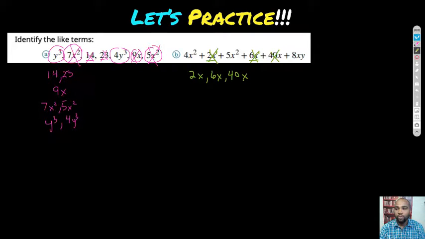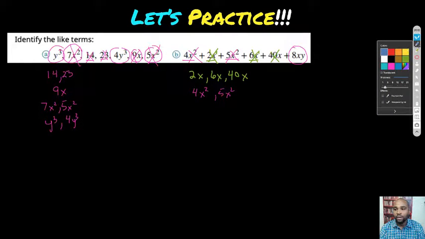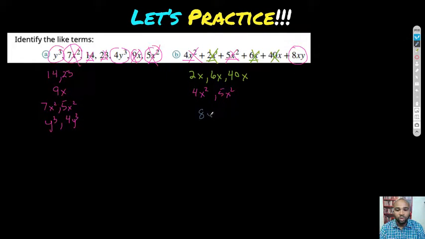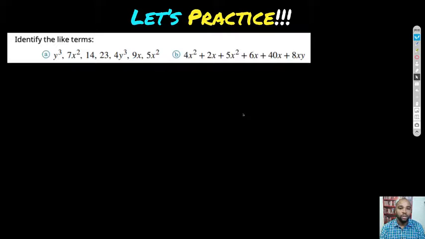What else do we have remaining? We have an x squared and an x squared. So these are like terms. So I have 4x squared and I have a 5x squared that are like terms. So got that. Any other x squares? Nope. And it looks like we only have one of these where it's an xy. So 8xy was my last term. So 3 sets of different types of terms. And that's how you would identify your like terms.